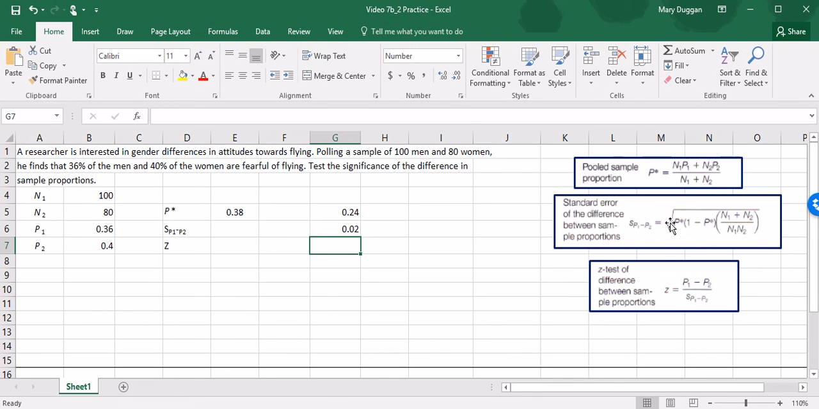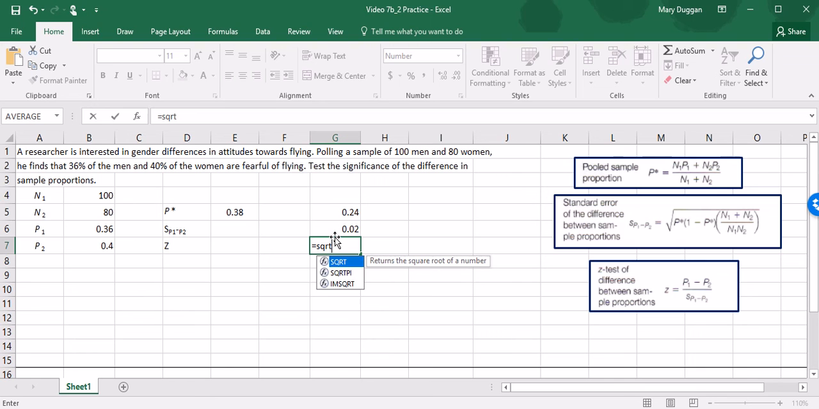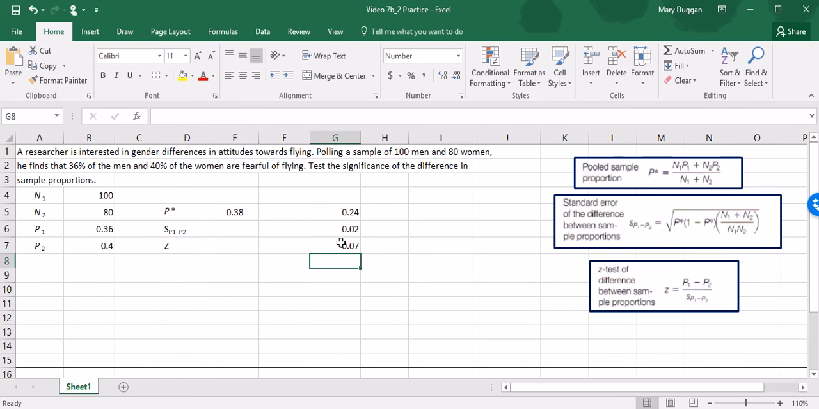The last thing I'm going to do is find the square root of the first part of the numbers times the second part. So here we go. Equals SQRT. And I'm going to pick P star times 1 minus P star, and then I'm going to multiply that by the sample size term. And I end up with a standard error of 0.07. I'm just going to move that right over here so I have it all together. So our standard error of the difference between the sample proportions is 0.07.